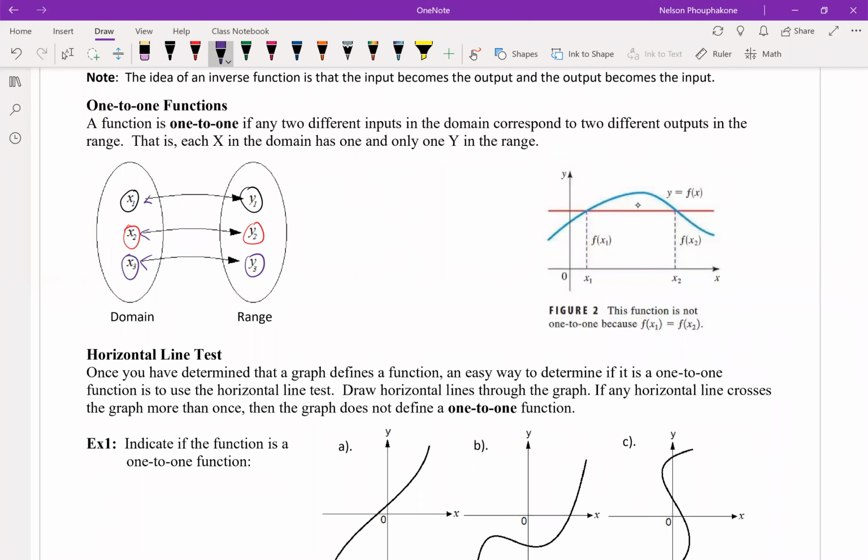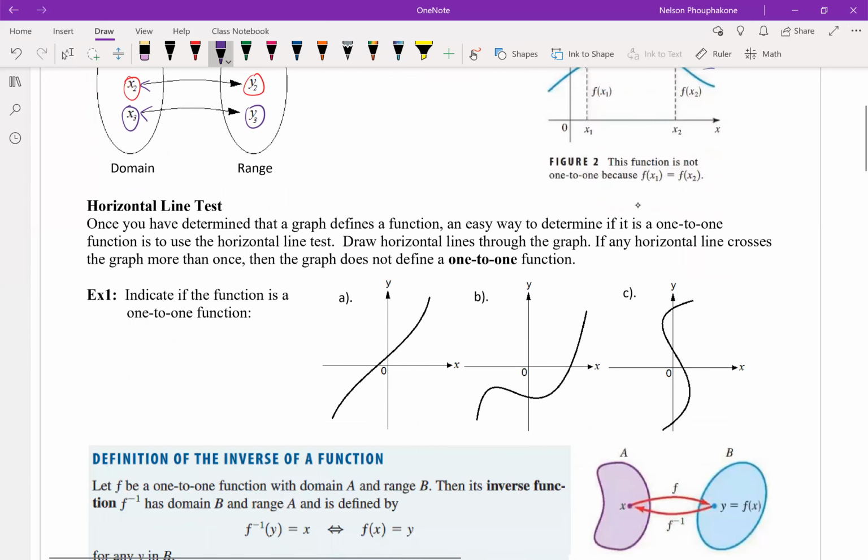The best way to test if it is a one-to-one function is by using the horizontal line test. For example, for this function f right here, we know that this is not one-to-one. It is a function because it passed the vertical line test. It's not one-to-one because it failed the horizontal line test. For this horizontal line, we have two inputs corresponding to one output. So this is the idea.